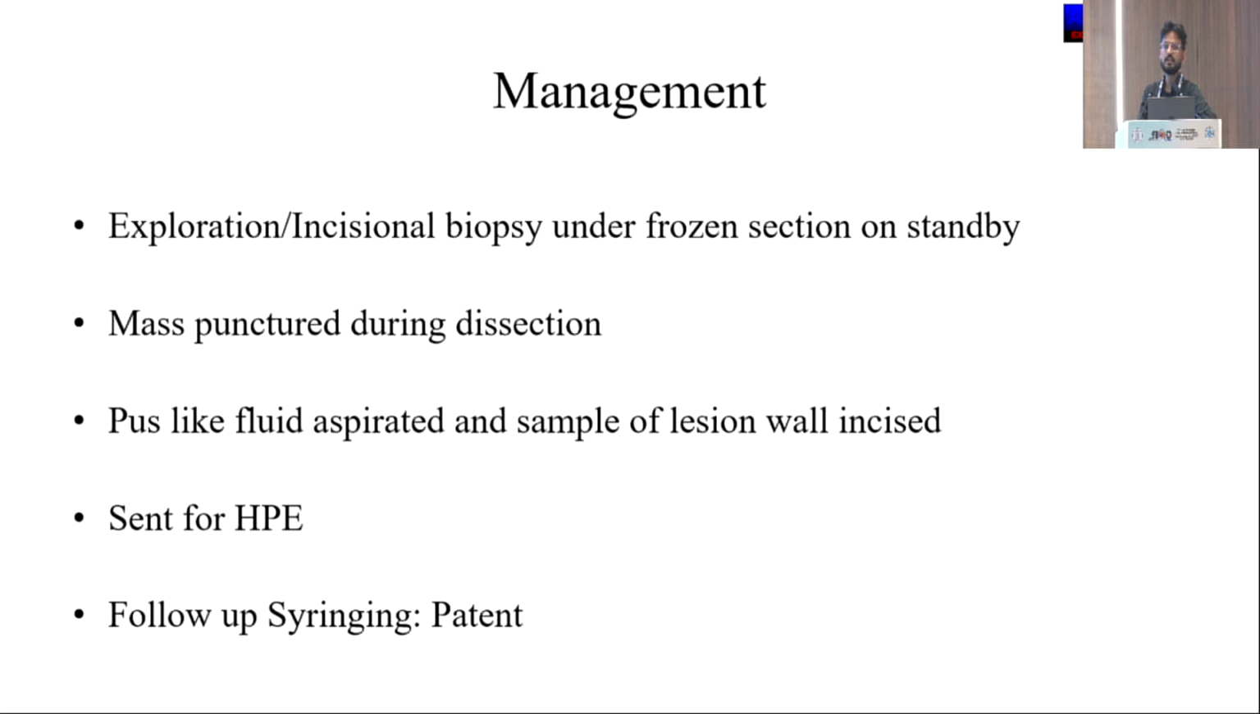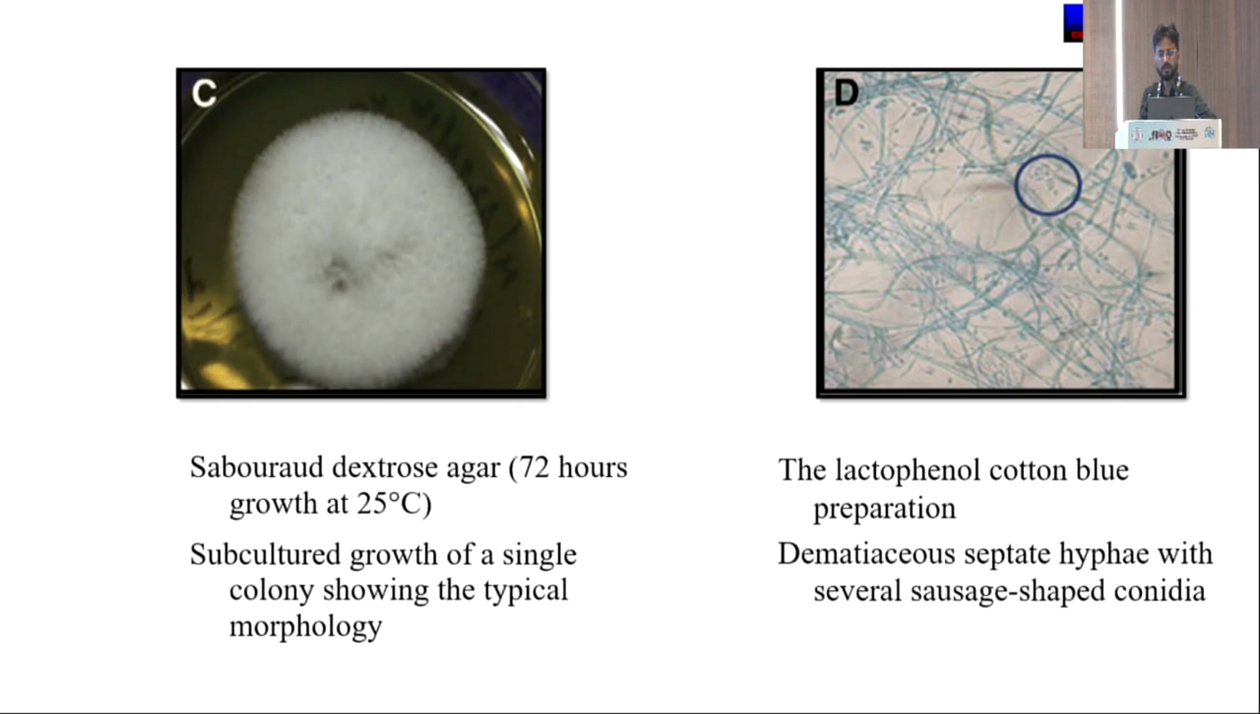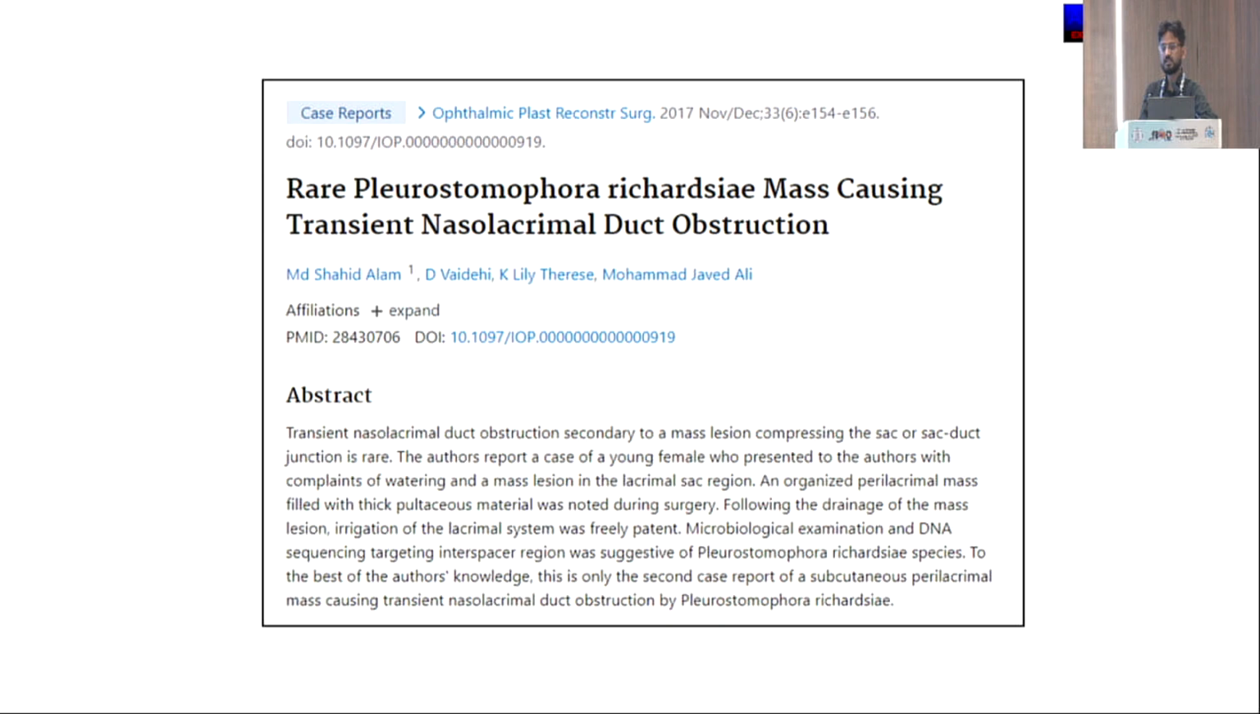Histopathology didn't show anything, but microbiology and further DNA sequencing confirmed it to be Pleurostomophora richardsiae, a rare dematiaceous fungus. We also published it in the OPRS journal as a case report: a Pleurostomophora mass which presented as a case of nasolacrimal duct obstruction because of compression of the nasolacrimal duct.